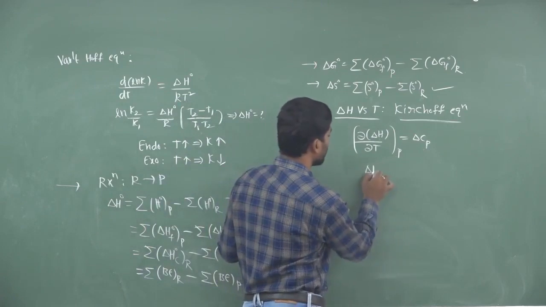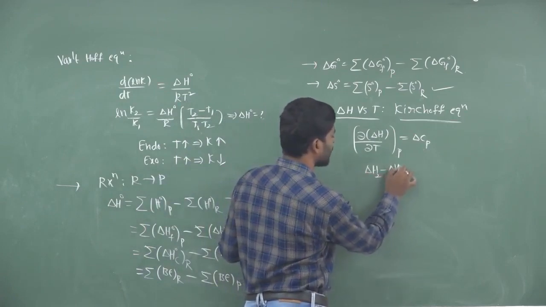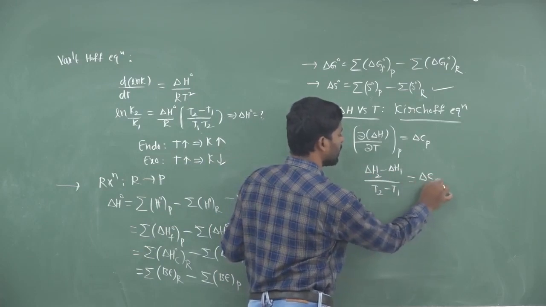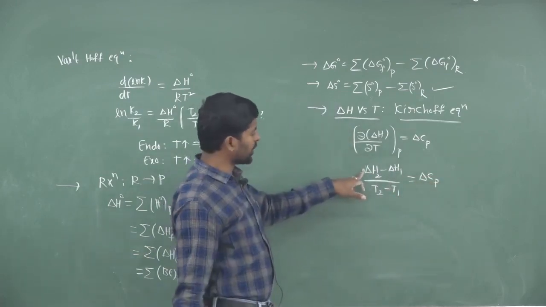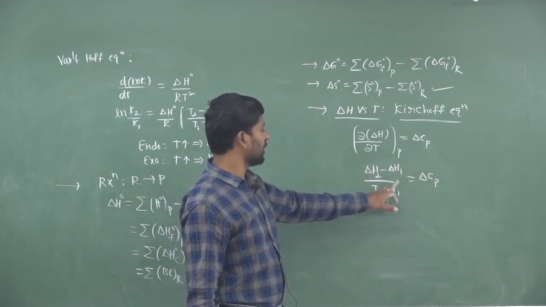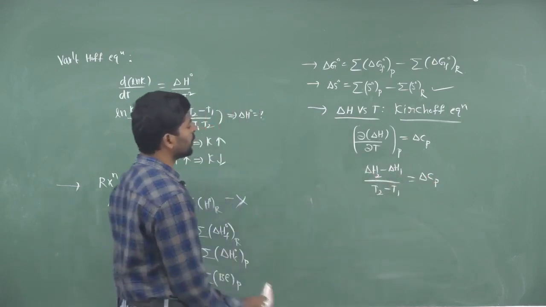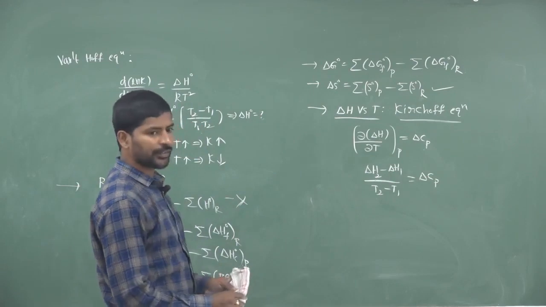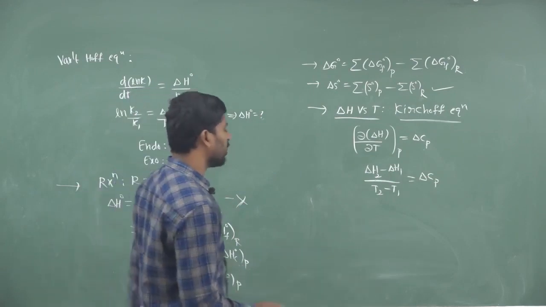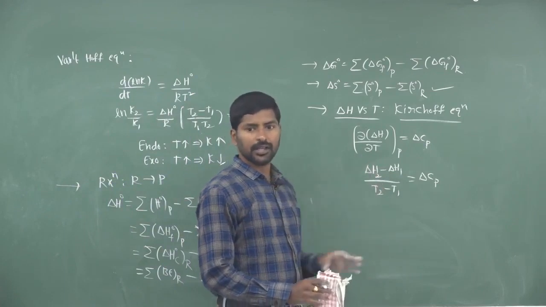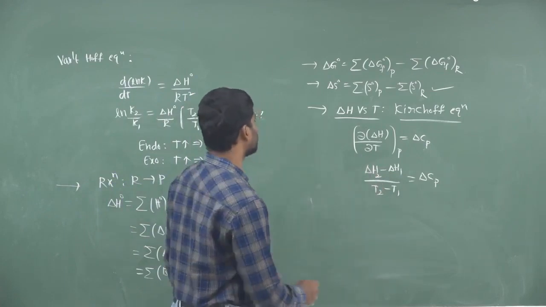From this equation, we can write like this: delta H2 minus delta H1 by T2 minus T1 is equal to delta Cp. So if heat of reaction at one temperature is known to us, heat of reaction at another temperature we can calculate. So this is the relation between heat of reaction versus temperature. At constant volume, we replace enthalpy by internal energy.